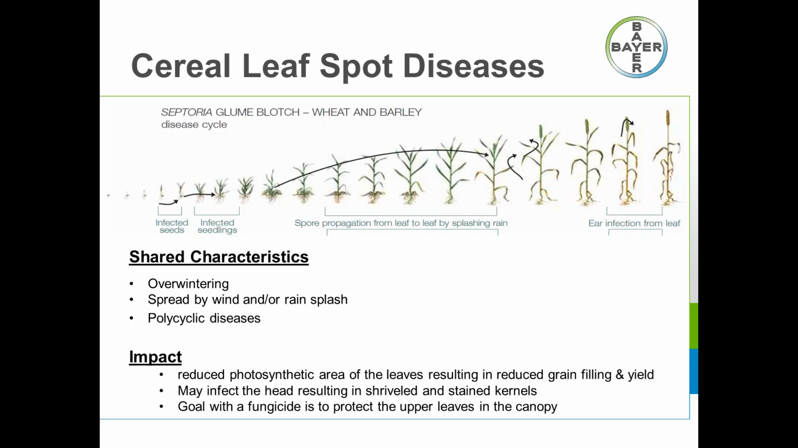Again, these are polycyclic diseases, not quite as explosive as rust, but they can have multiple generations in a year. And a similar impact to how a lesion will reduce the photosynthetic area on the leaf, which will result in less photosynthesis, less energy, less nutrients heading to the grain, and ultimately less yield. So we'll head through some pictures, some idea of the various key leaf spotting diseases, and then talk about some management tactics at the end.